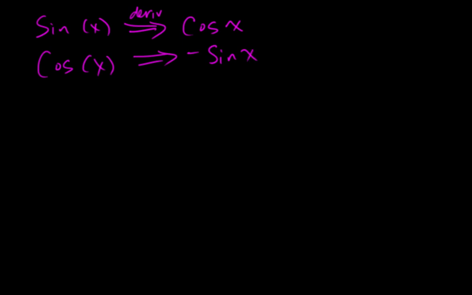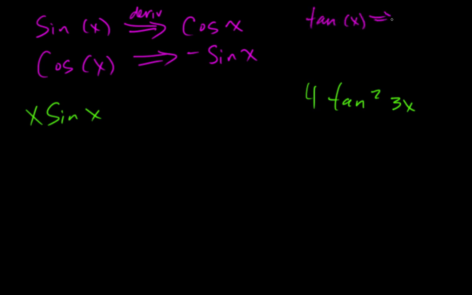So if we have x sine x, or 4 tangent squared 3x, I guess I should write the tangent one so we can do that. Tangent x goes to secant squared x. Okay.